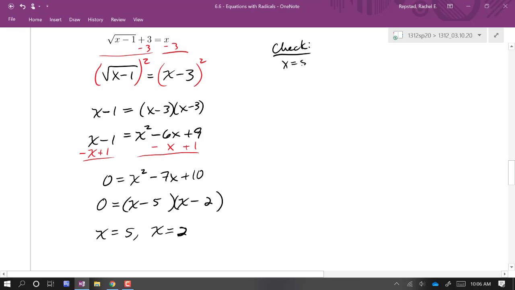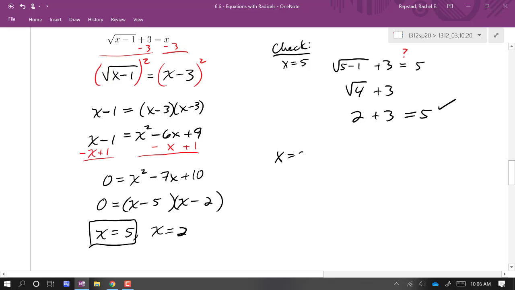So let's check x equals 5 first. So the square root of 5 minus 1 plus 3. Is this equal to 5? Square root of 5 minus 1 is root 4. That's 2 plus 3 is in fact equal to 5. So that checks out.